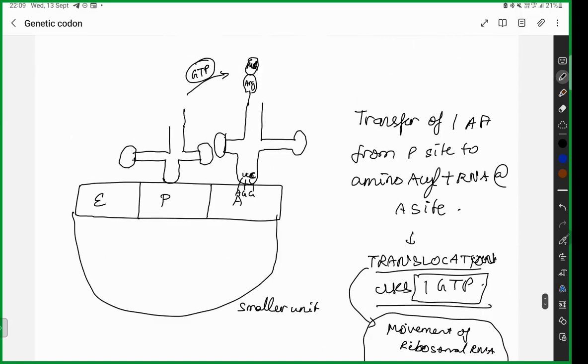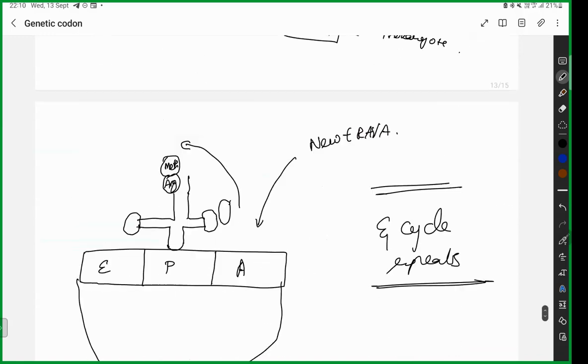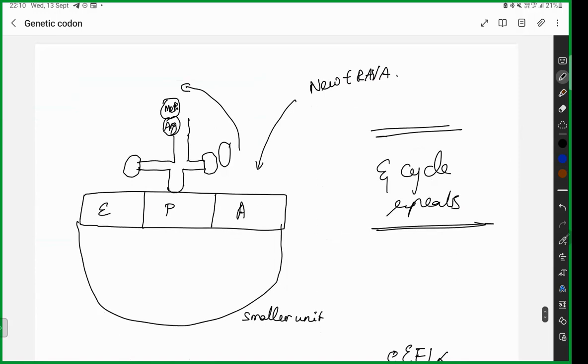Once the amino acid is transferred from the P site to the A site, your ribosome is going to move in the direction. When it moves, this is going to go to the exit site and this is going to go to the P site. Automatically the amino acid-loaded tRNA at the A site is going to go to the P site. Now you have methionine, now you have arginine; in prokaryotes, formyl methionine and arginine. This is the same in both prokaryotes and eukaryotes.